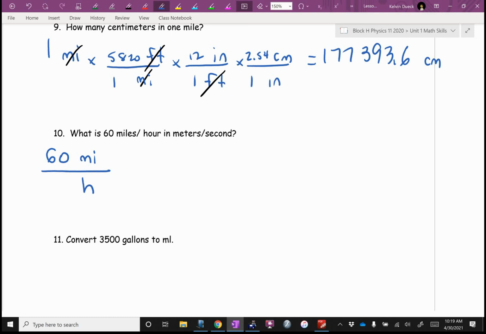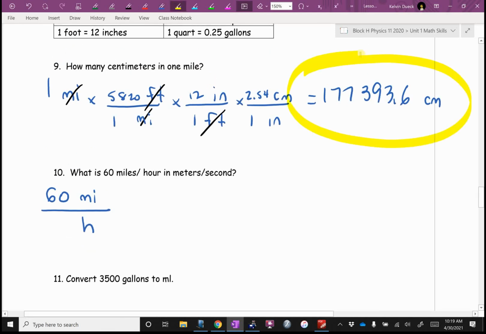Camille, you and I are going to do this one together. This question is going to require 2 steps, actually more than 2 steps, 2 things. We're going to have to convert miles to meters, and we're going to have to convert hours to seconds. We're going to do them each on their own. We're not going to try and do them at the same time. So what do you want to convert first? Miles to meters or hours to seconds? Miles to meters? Okay. What can I convert miles to?